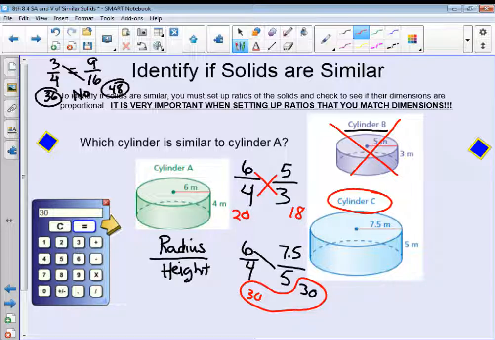The most important part is this piece right here. We have to make sure that when we are setting them up, we match dimensions. That is the most common mistake: we don't match the dimensions, and then that's why we're not getting them right. Okay, so let's try another one.